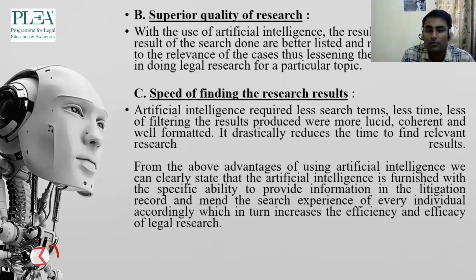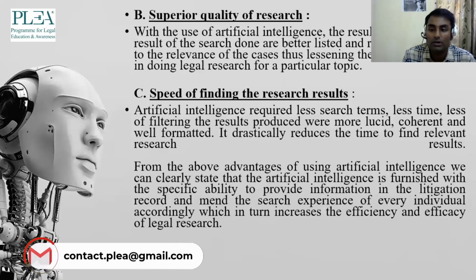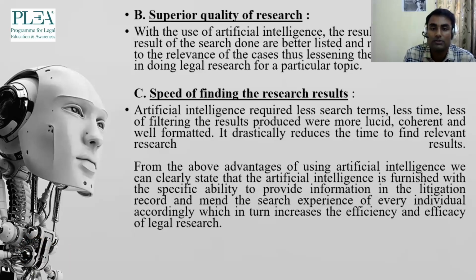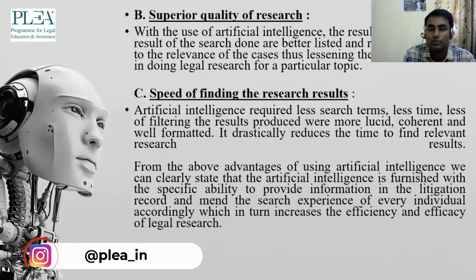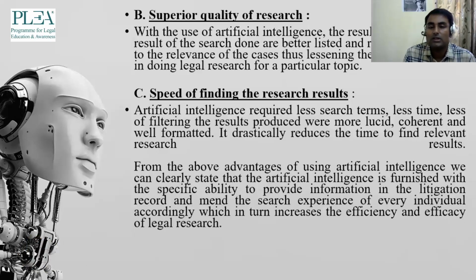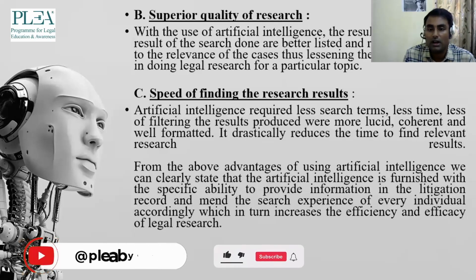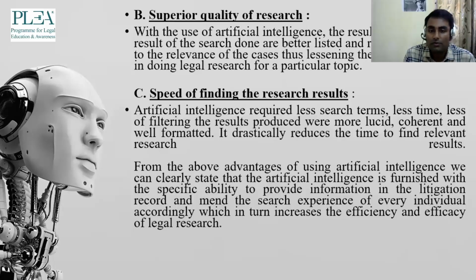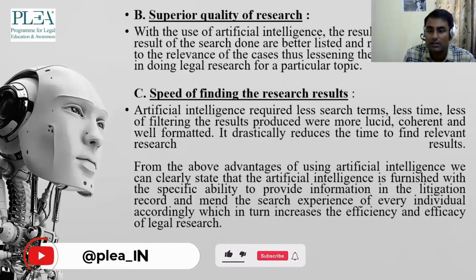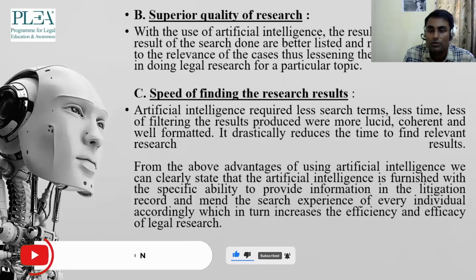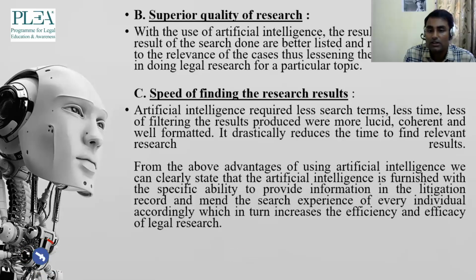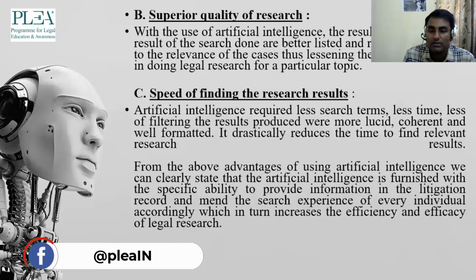Superior quality of research: you cannot hamper the quality of the research. With the use of artificial intelligence, the results reproduced from the search are better listed and ranked according to the relevance of the cases, thus lessening the time consumed in legal research for a particular topic. Speed of finding the research results: artificial intelligence required fewer search terms, less time, less filtering. The results produced were more lucid, coherent, and well formatted. It drastically reduces the time to find relevant research results.